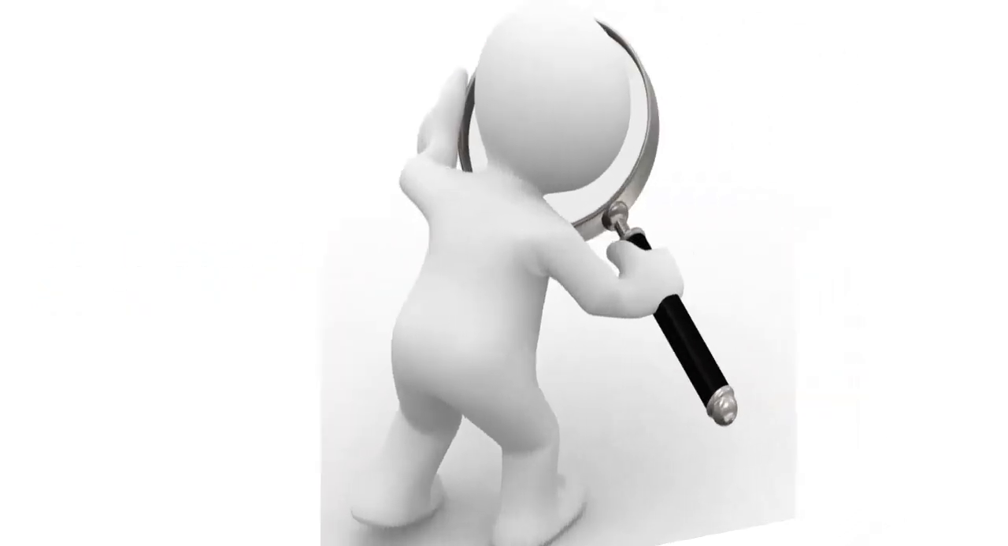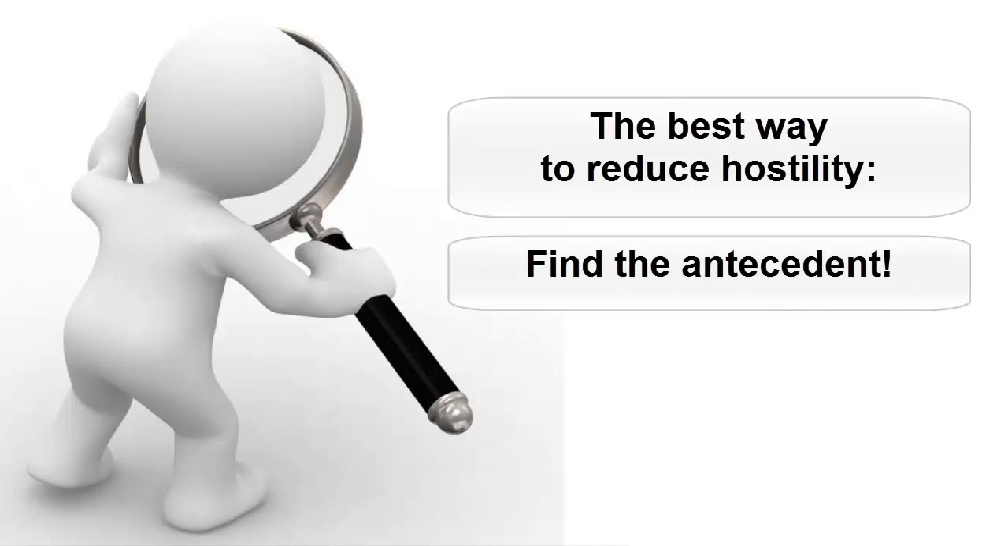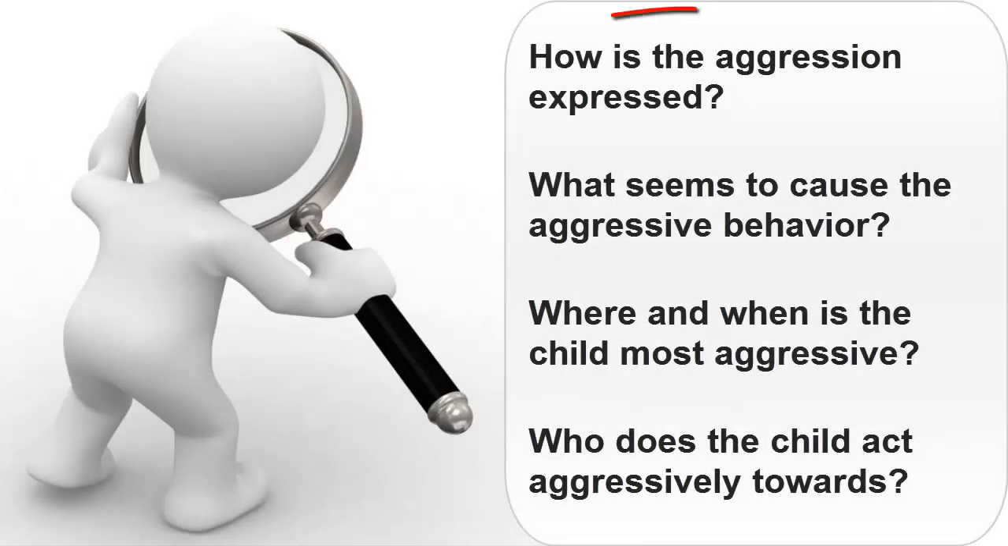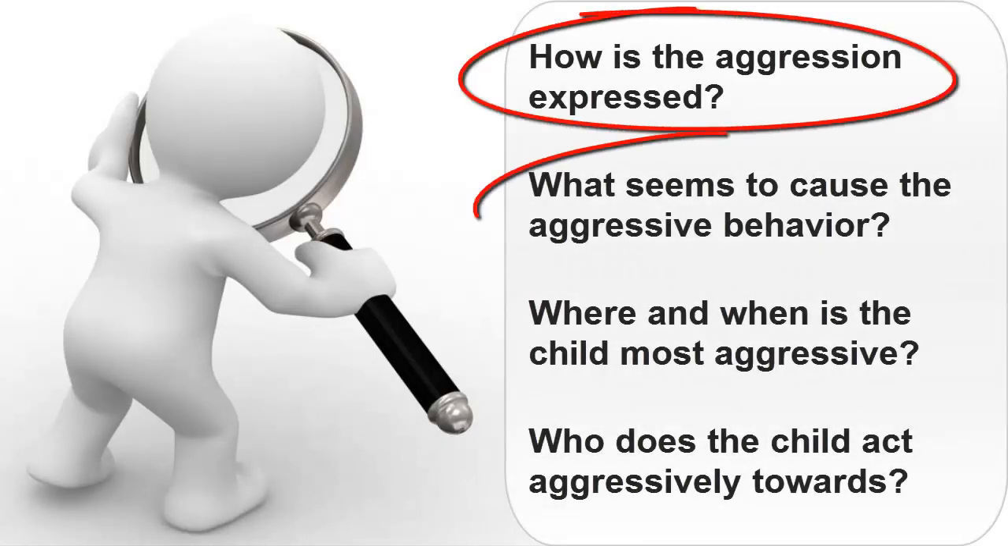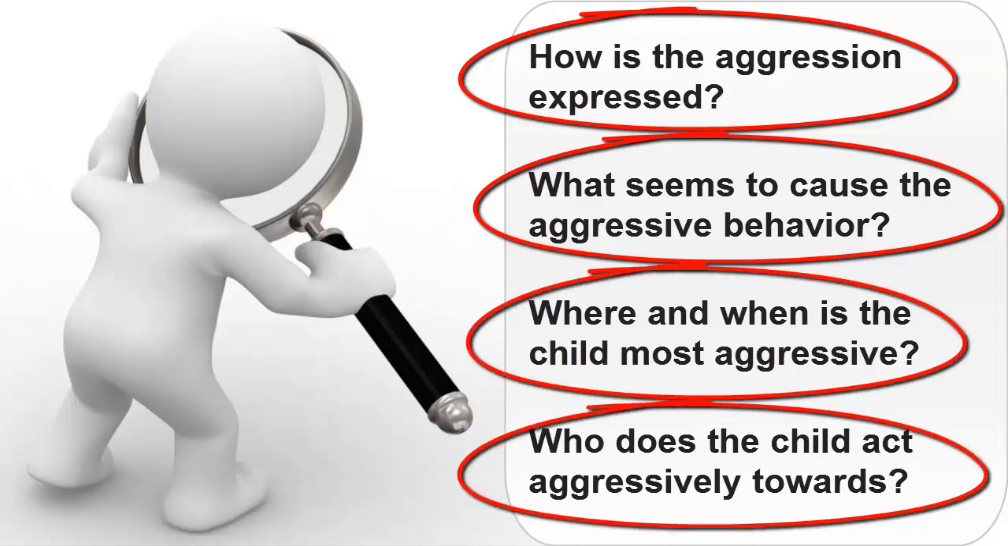So, in summary, the best method for reducing hostility in children on the autism spectrum is to understand the cause. In other words, figure out what the antecedent is. Do an investigation by answering the following questions. How is the aggression expressed? What seems to cause the aggressive behavior? Where and when is the child most aggressive? And who does the child act aggressively towards?